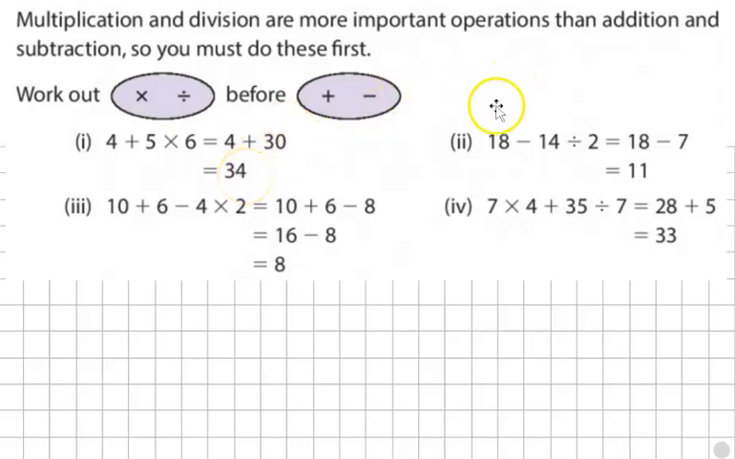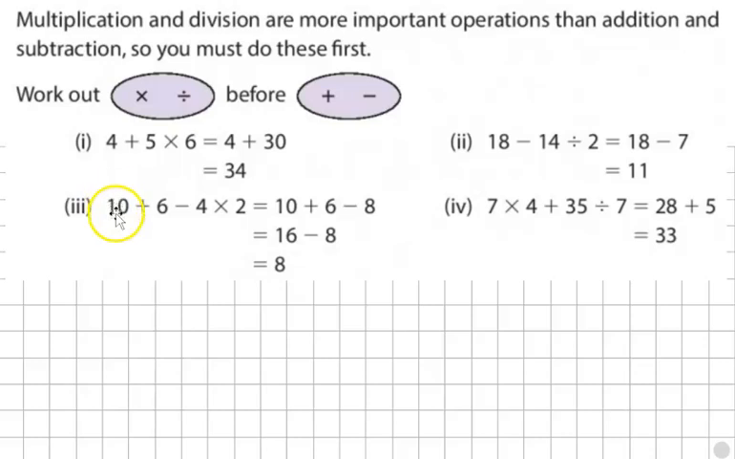If we want to work out 18 minus 14 divided by 2, we're going to do the division first. So it's going to be minus 14 divided by 2, which gives us minus 7. And then we're going to do 18 minus 7, which is 11.